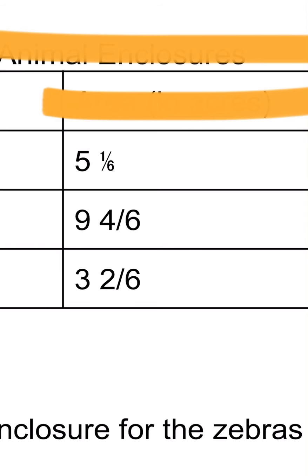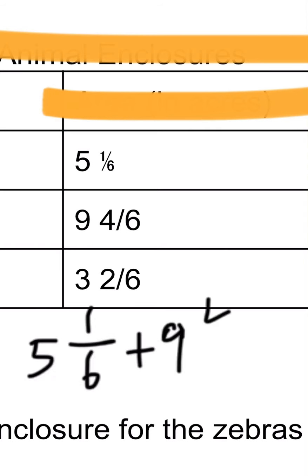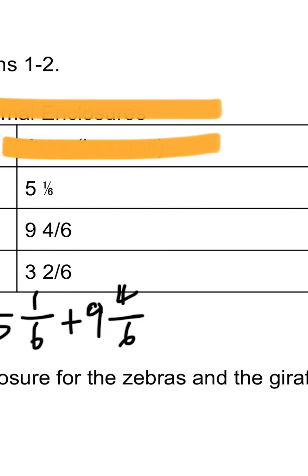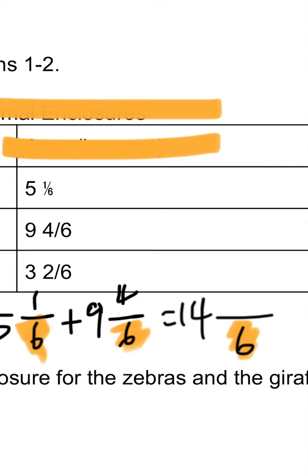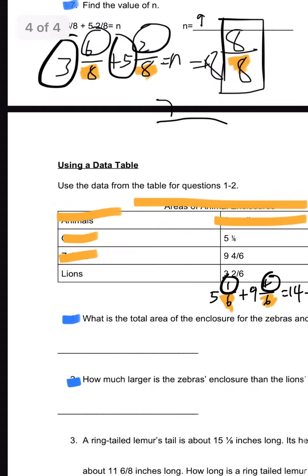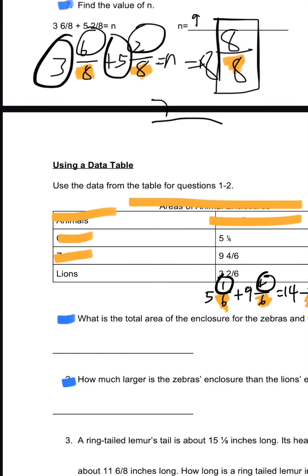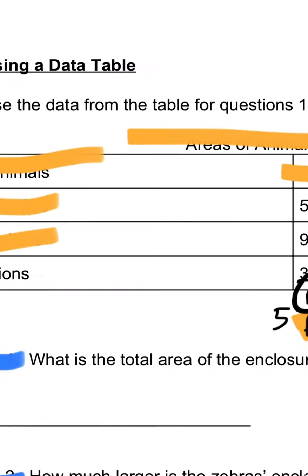So we're just going to add 5 and 1/6 plus 9 and 4/6. So just like before, we're going to see that we have common denominator 6. Bring that over. 5 plus 9 is 14, and 1 plus 4 is 5. So what is the total area? We know that it is 14 and 5/6.